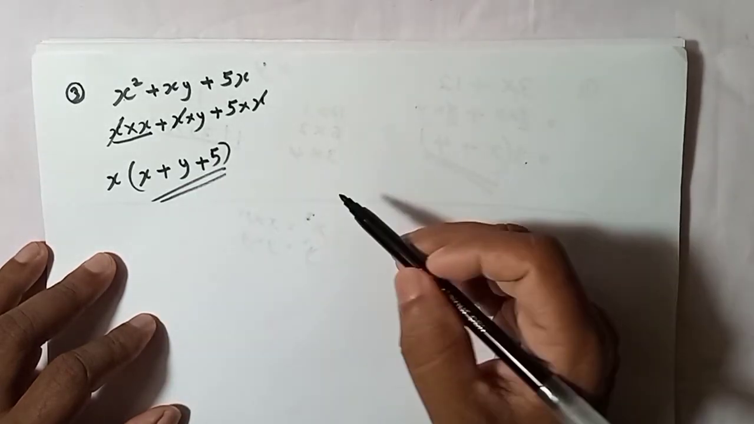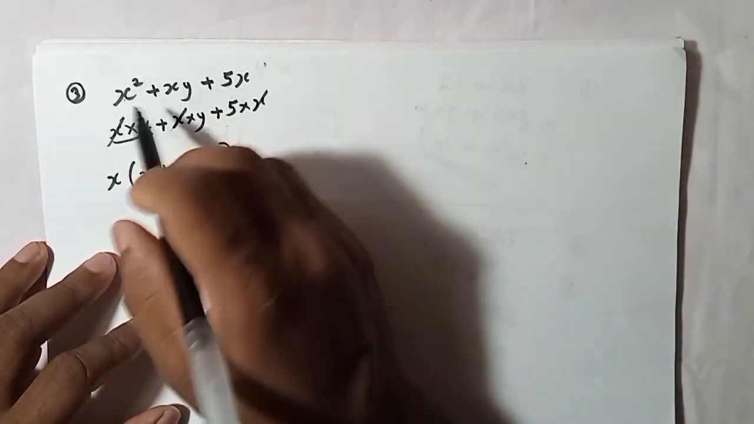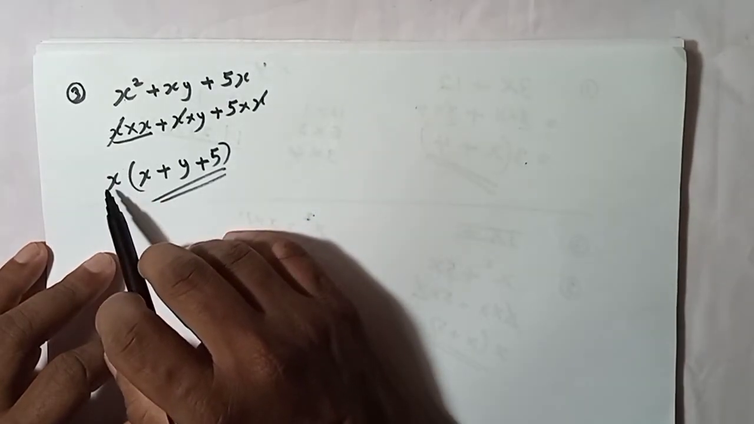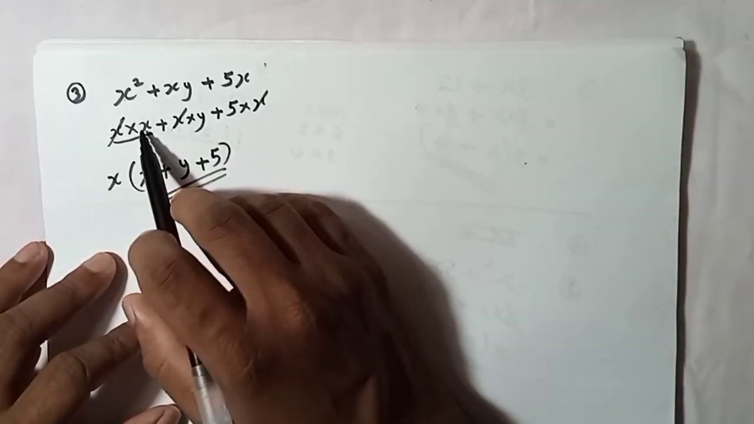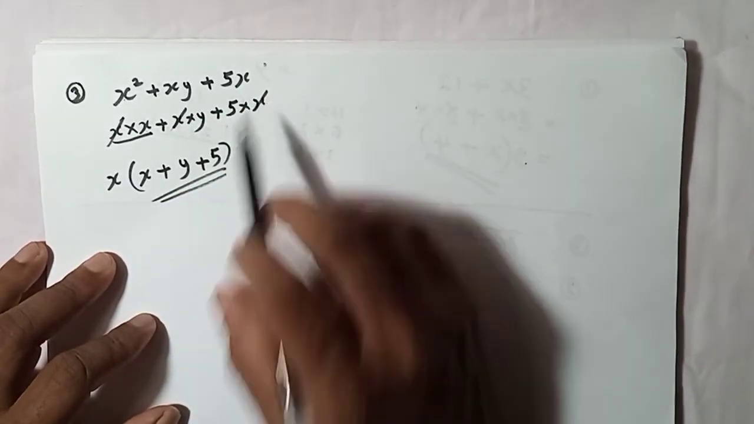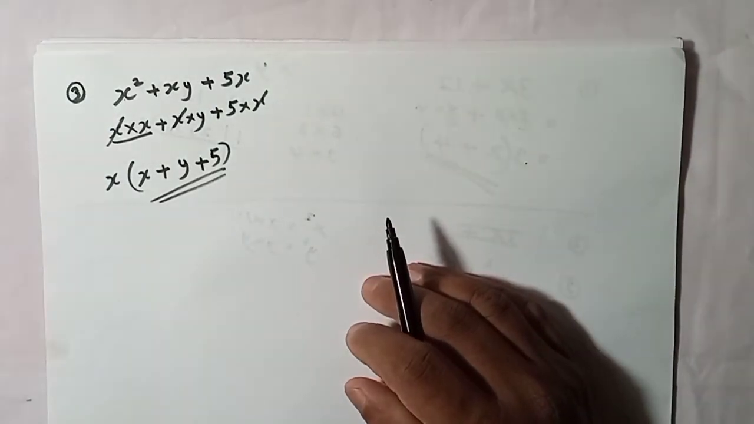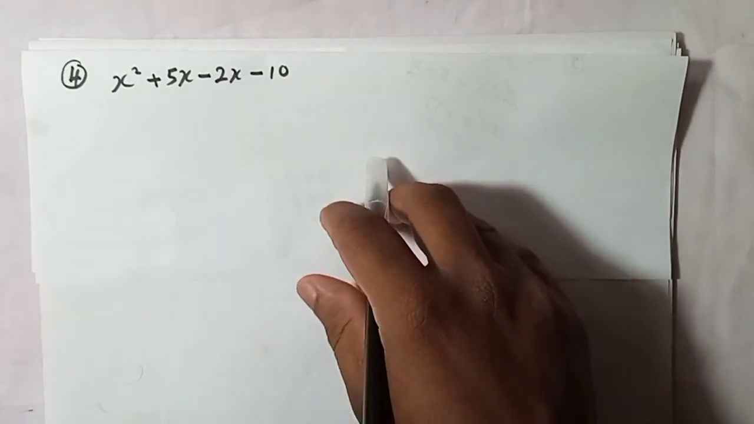Remember, maybe you have 3 terms, 4 terms, 5 terms, doesn't matter. You have to find the common thing first of all. If you ever have a common thing, you need to take that outside. These we can write with multiplication. X square means x into x, xy means x into y, 5x means 5 into x. So x is common. Okay, now this one, another type of factorization question, easy one.